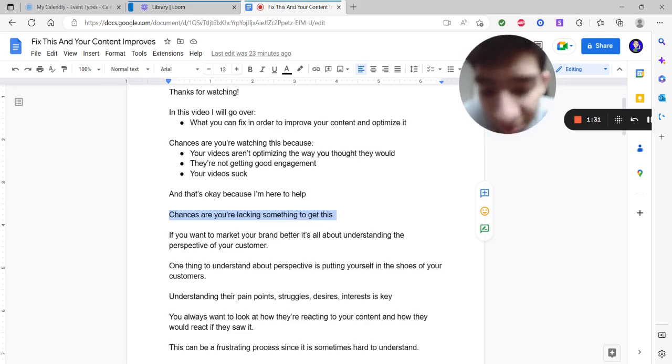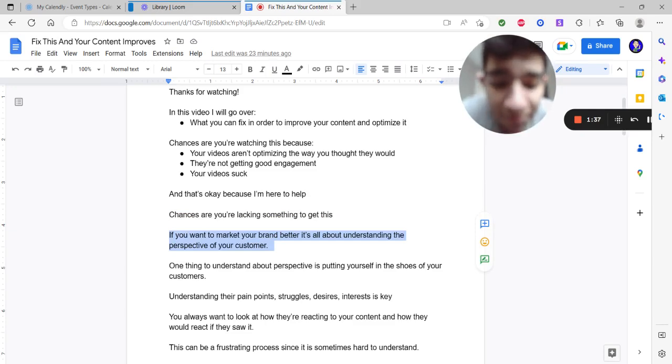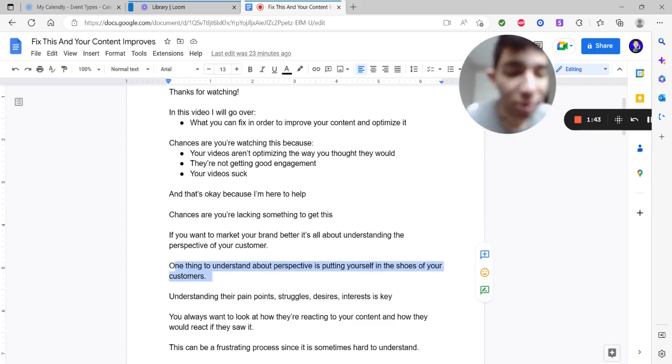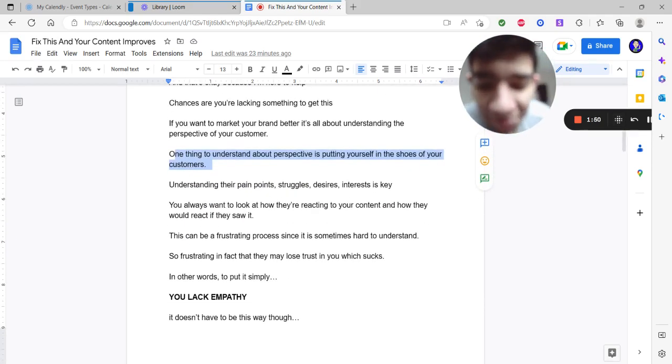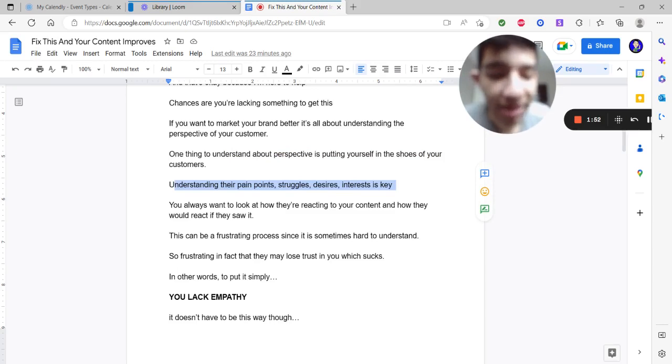So chances are, you're lacking something to get this. If you want to market your brand better, it's pretty much like I said, understanding the perspective of the customer. One thing to understand about perspective is you got to put yourself in the shoes of the customer. You have to understand everything about them and what makes them them, right? Understand their pain points, understand their struggles, their desires, their interests.